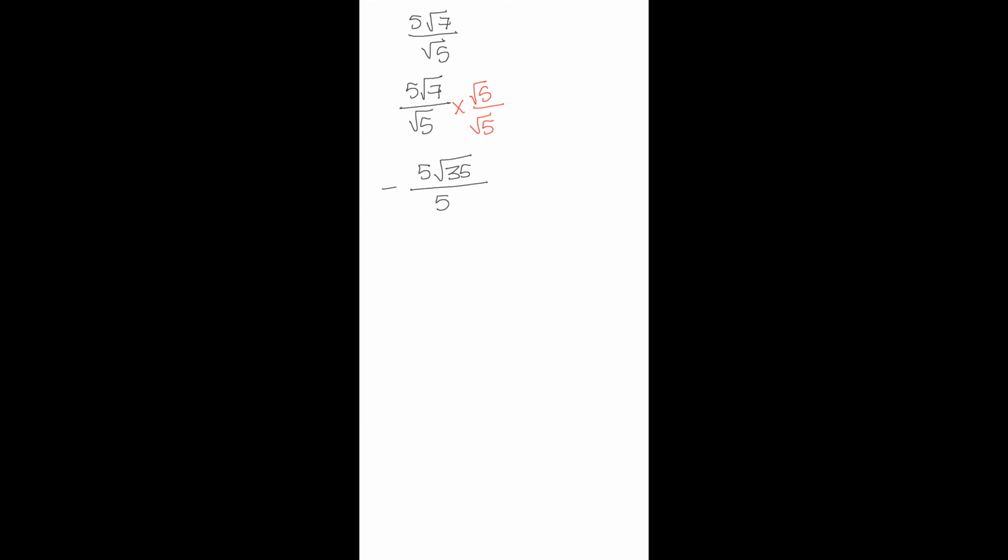Now you can see there is a little scope for further simplification. Now 5 and 5 get cancelled out. And what is remaining? Just root 35. So root 35 is the answer. Root 35, of course, means root 35 upon 1. Now 1 is very much a rational number. So we have rationalized the denominator. It's very simple.